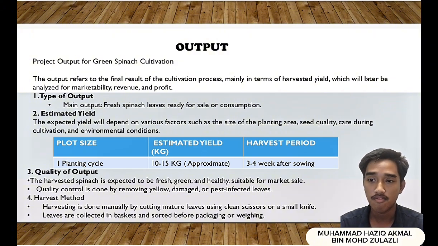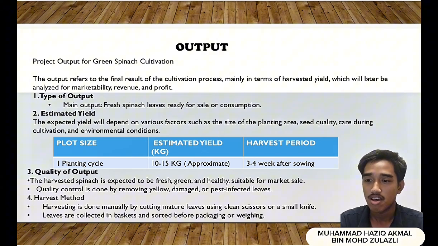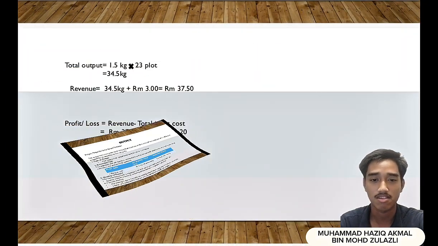And lastly, harvest method. Harvesting is done manually by cutting matured leaves using clean scissors or a small knife. And lastly, leaves are collected in a basket and sorted before packaging or weighing.